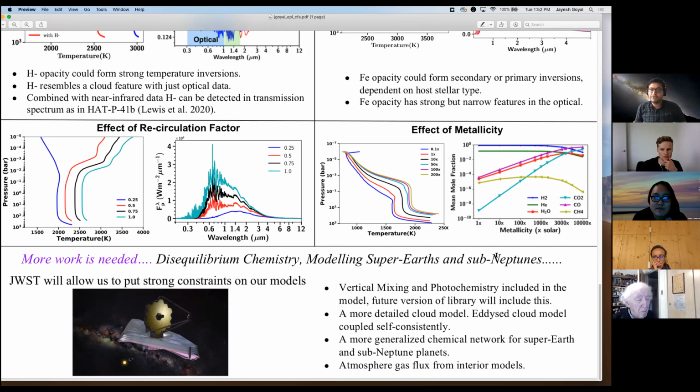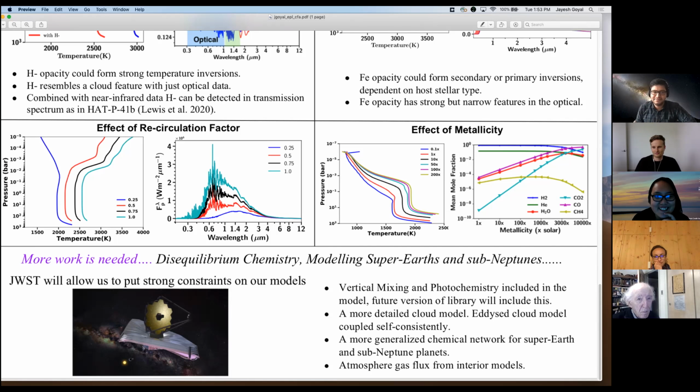And then also we need sophisticated treatments of clouds. We can't just use gray cloud decks. We need to go higher, but that will happen only when we get good constraints from the observations, which we hope will happen with JWST. Then a more generalized chemical network is needed to take all the reactions, as Romane talked about here, for protoplanetary disks. And one more important thing is for terrestrial planets, we need to also take into account the atmospheric gas flux that comes from the interior model. So it will be good to couple with those kinds of models to get a handle on what gases are expected in super Earth and sub Neptune planets, and that is how we can then model these planets. So I'll end there and leave room for any questions. Thank you.